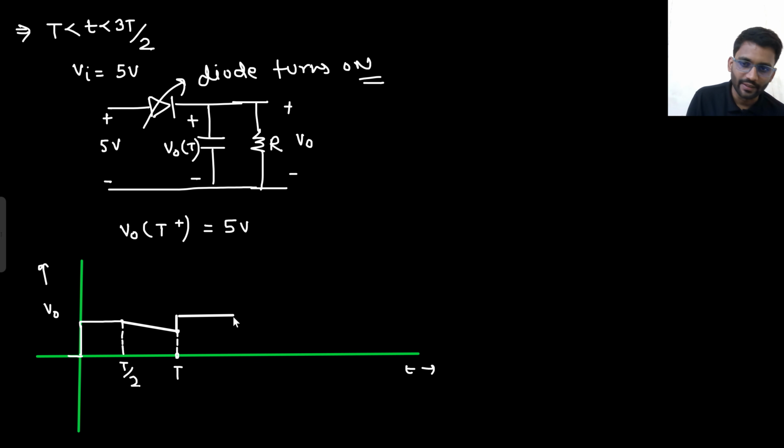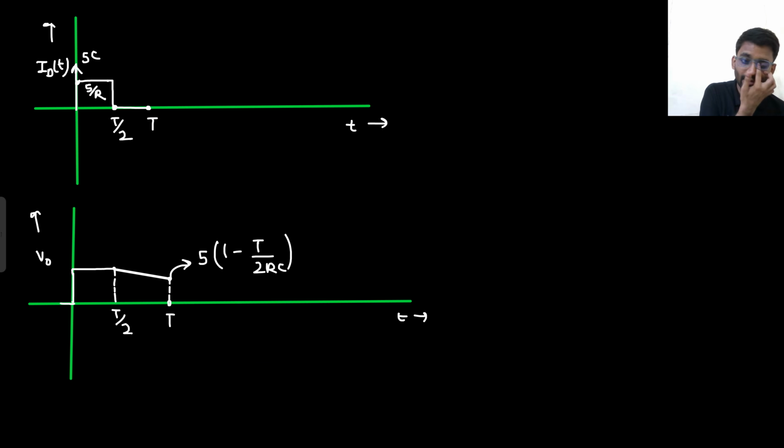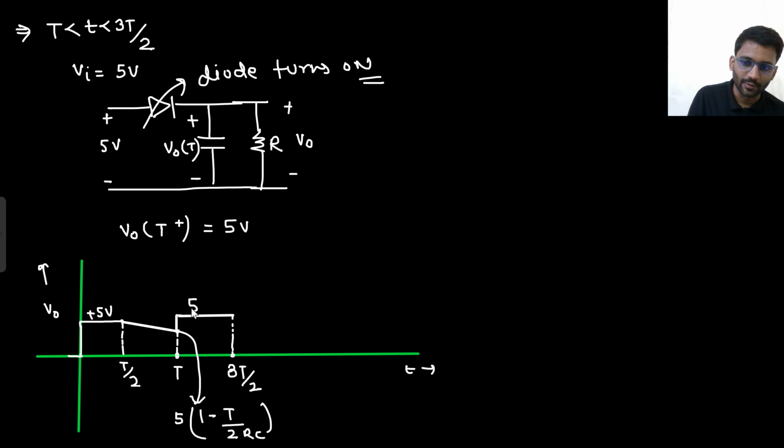And it will remain there till time 3T by 2. This was 5 volt. Then it was discharged to this point. This potential is 5 into 1 minus t by 2RC. Right? 5 into 1 minus t by 2RC. And then again it rises up to 5 volt.